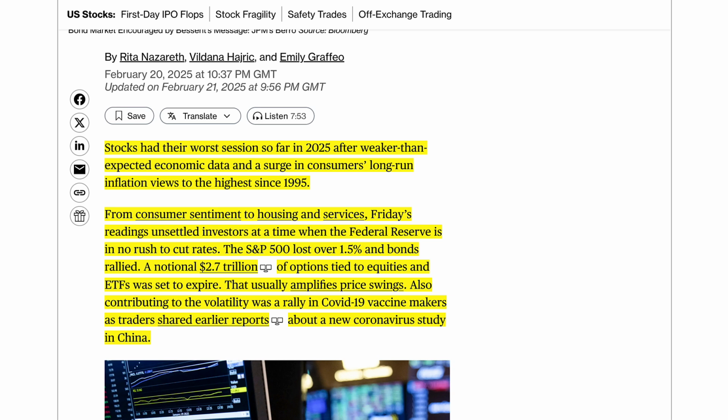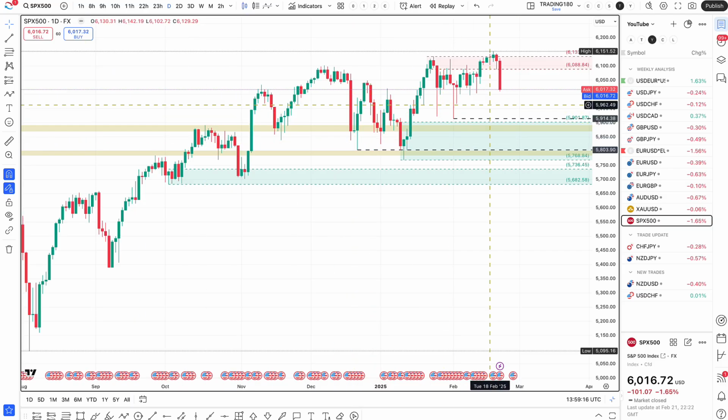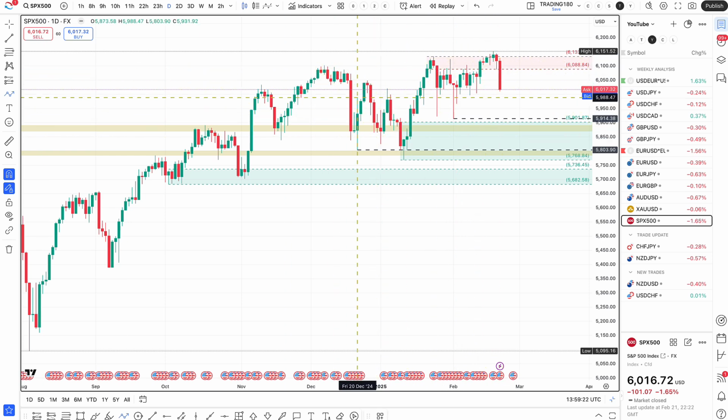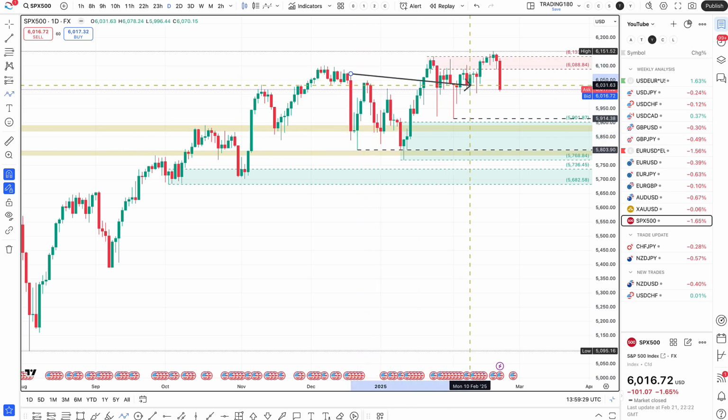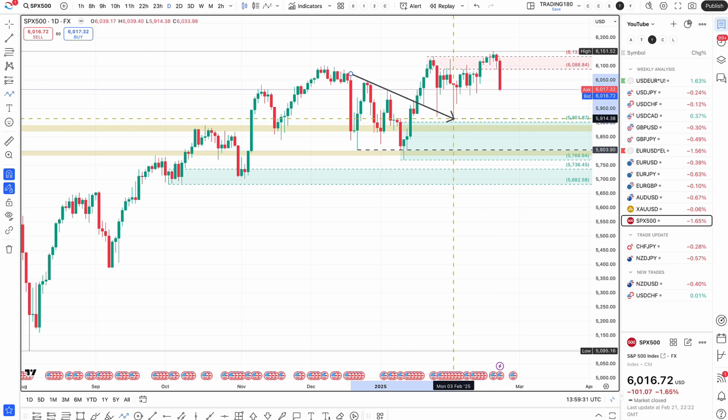Also contributing to the volatility was a rally in COVID-19 vaccine makers as traders shared early reports about a new coronavirus study in China. So, risk off coming into the market, various risk off events. And so, I think this is more likely just, again, a bit of a scare. We had that happen on December 18th. There was some risk off event, then eventually the market recovered, right? Now, I'm not saying that the same thing is going to happen.